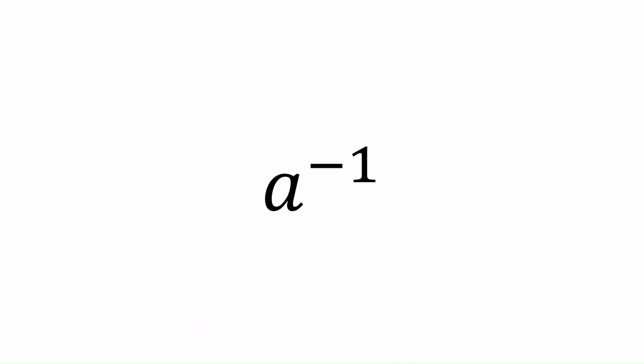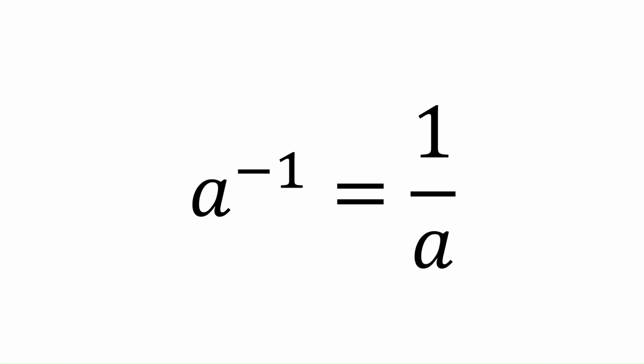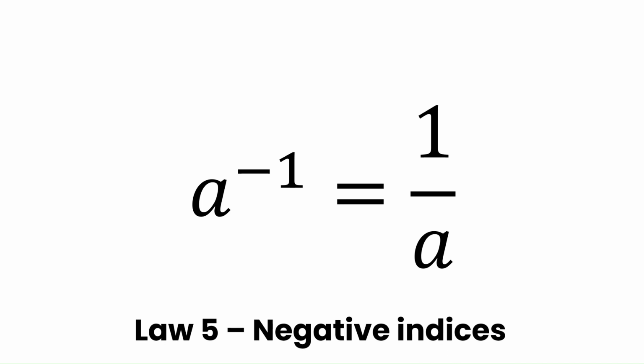Next we have negative indices. A negative power does not mean that the answer will be negative. Instead it means that we take the reciprocal. So a to the power of minus 1 simply means 1 over a. This also comes from a pattern within powers. For example, if we go from a cubed to a squared, to a to the power of 1, to a to the power of 0, each time we're dividing by a. So if we continue this pattern one more step, a to the power of minus 1 must be 1 over a. So negative powers mean the reciprocal.